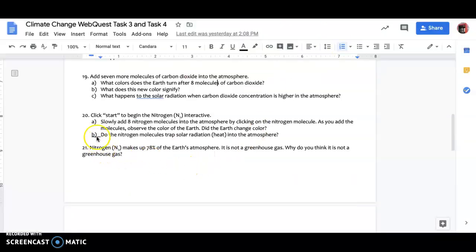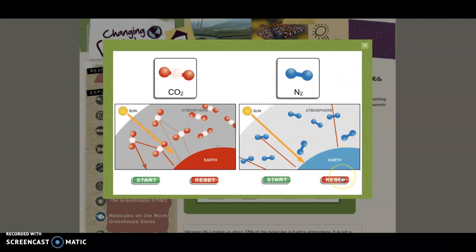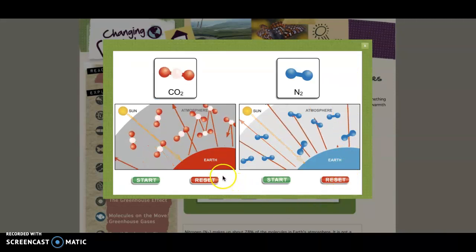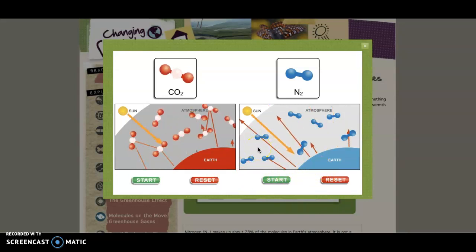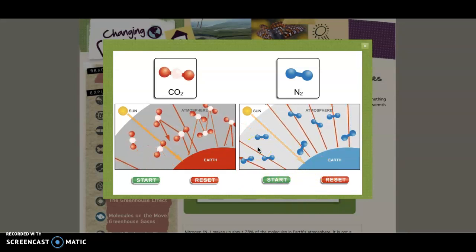All right. Now, part B is, do the nitrogen molecules trap solar radiation heat into the atmosphere? So let's go back and take a look. Again, the carbon dioxide side is playing as a comparison, but what do you notice is happening to the solar radiation when there's more nitrogen in the atmosphere?